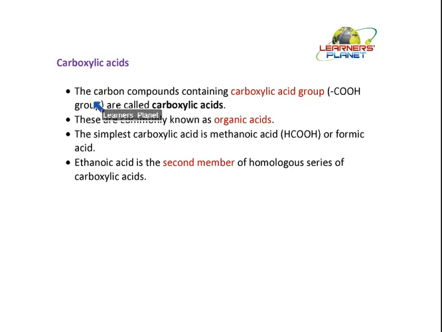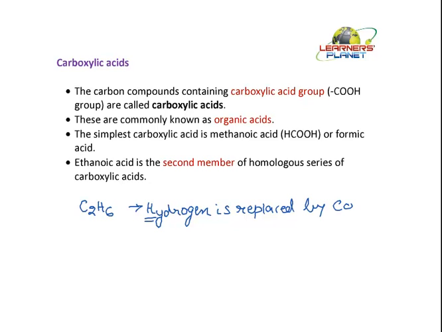What are carboxylic acids? These are the carbon compounds containing the carboxylic acid group, COOH group, and these are called carboxylic acids. How are these formed? I am taking the example of an alkane, that is C2H6. What happens when a hydrogen is replaced by a COOH group? Then what is formed is an acid.